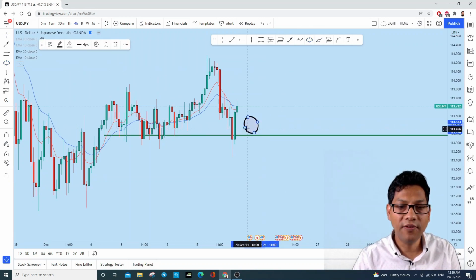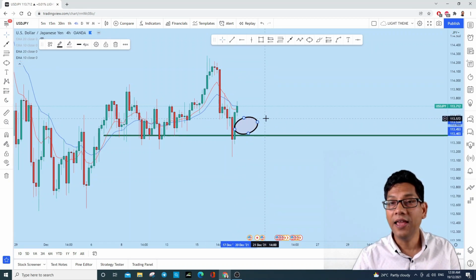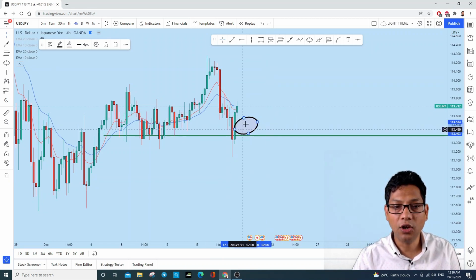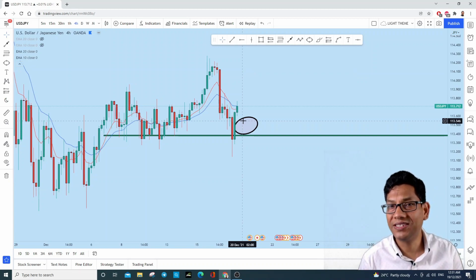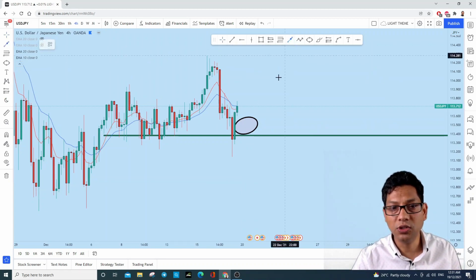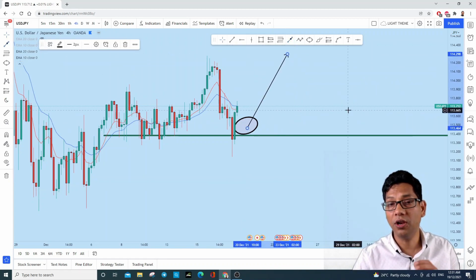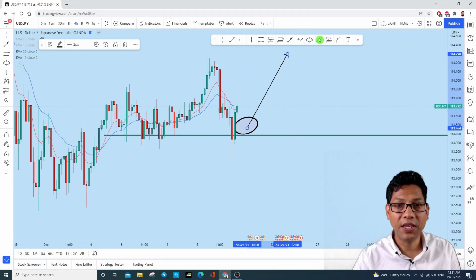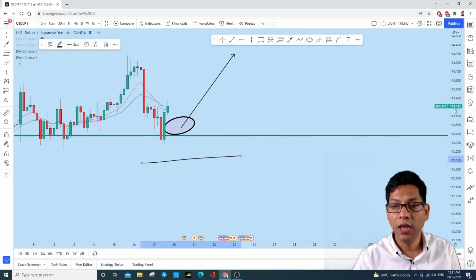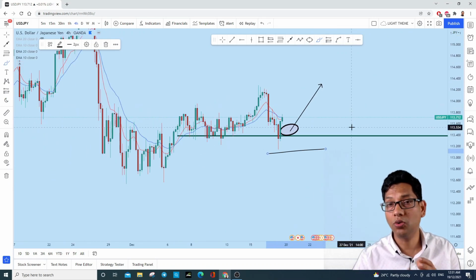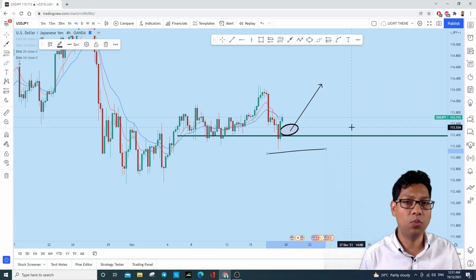We will be waiting for dollar yen to come to this zone in this area. As soon as we see any kind of doji or a shooting star in this zone, as soon as we see confirmation for this reversal, we'll take a long trade from this area, keeping our stop loss below this low, and take profit at least 1 to 3 or more risk to reward ratio.